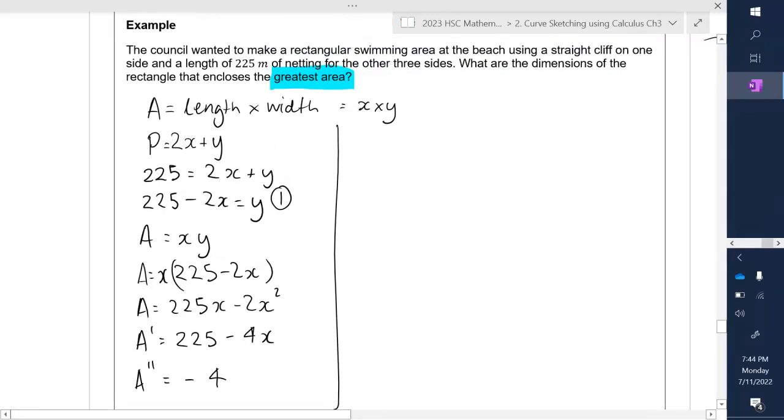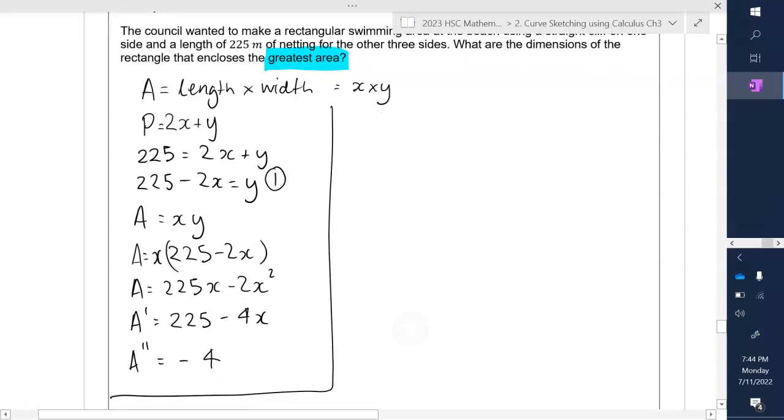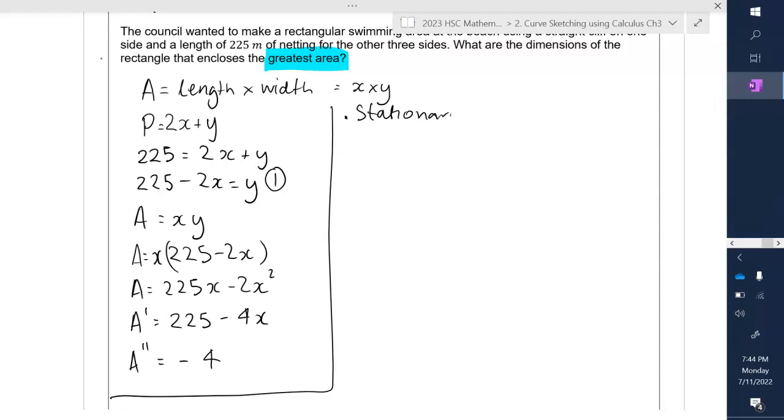So let's read the question again. So the council wanted to make a rectangular swimming area at the beach using the cliff on one side and a length of 225 metres, and then find the dimensions of the greatest area. Okay, so we need to find some stationary points before we can do anything else. Stationary points occur at a dash is equal to 0.